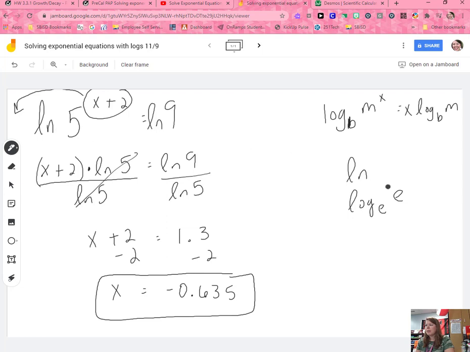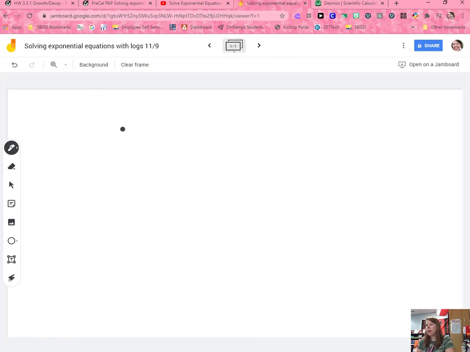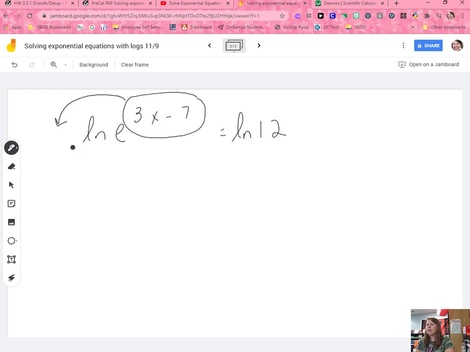Okay, so let's do another one where we're solving with base e instead of a number base. Let's say we have e to the 3x minus 7 power is equal to 12. So here, when I take the natural log of both sides, same thing, still just a number, this comes down in front.